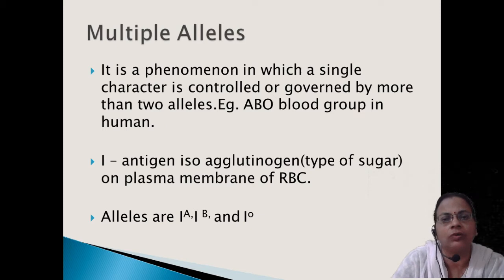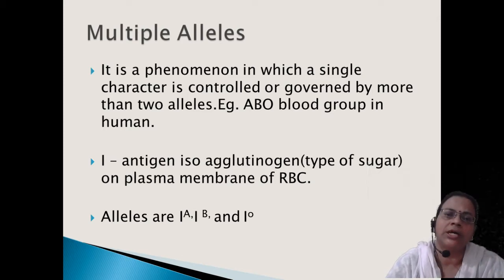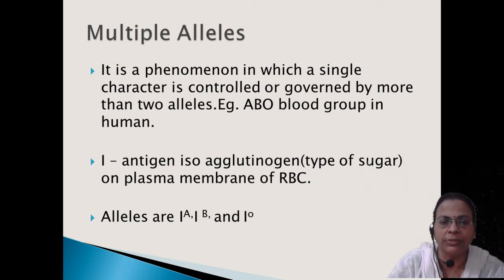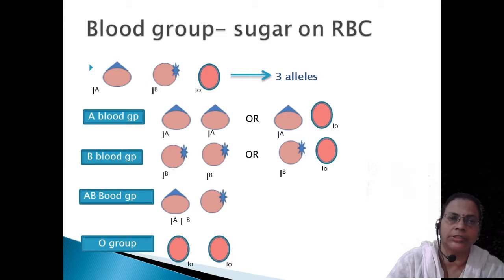And here we have to learn only the ABO blood group. In the ABO blood group, the blood group is mainly determined by the presence of a special type of sugar, isoagglutinogen, on the plasma membrane of the RBC. If the RBC is of type A, where I stands for isoagglutinogen, we represent that allele as IA. If it is B type, it is IB. And if the isoagglutinogen is absent on the RBC, that allele is IO. So here is the pictorial representation of blood groups.